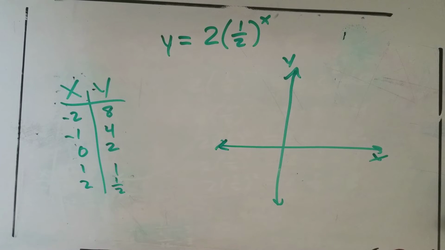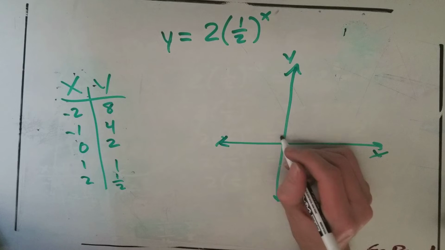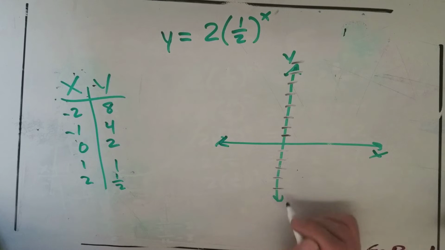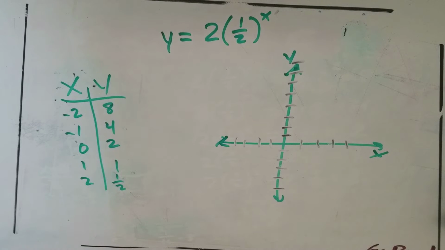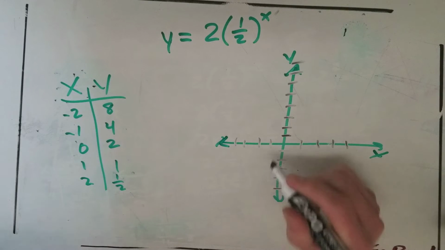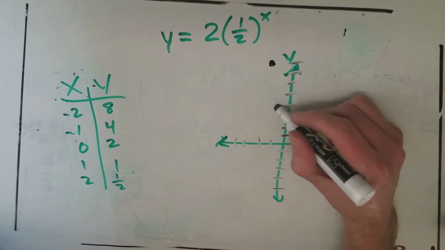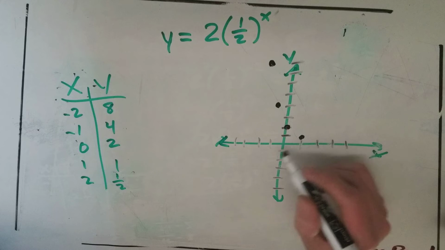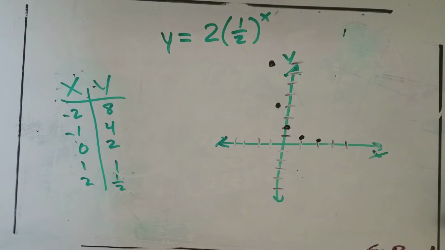And let's graph in black. We need to get up to 8. So let's see: 1, 2, 3, 4, 5, 6, 7, 8. We're going to graph -2, 8; -1, 4; 0, 2; 1, 1; and 2, 1/2.